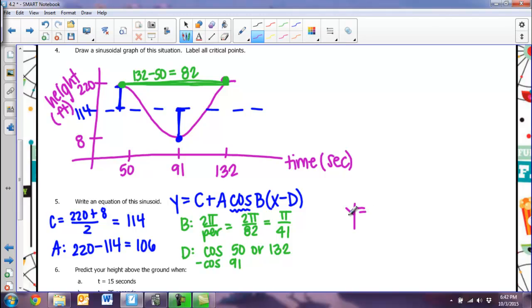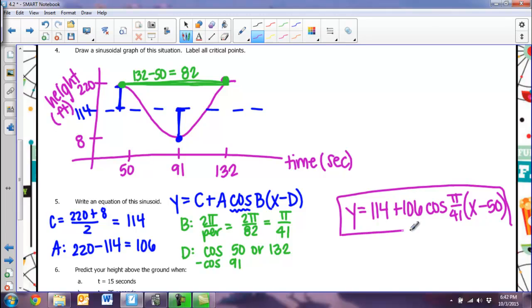Okay, so with all of that information, I can now make an equation of my graph, and it would be y equals, my c is 114, plus 106 was my amplitude, and then I'm going to use cosine. I have my b value was pi over 41, and then x, and I'm going to use just that 50. Remember, it's always a minus in there, so if it was negative, you would put it positive, but this would be the equation that represents this motion.